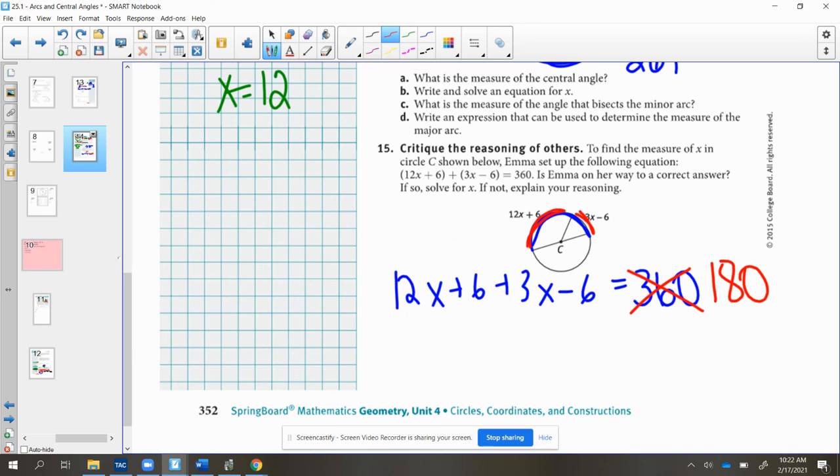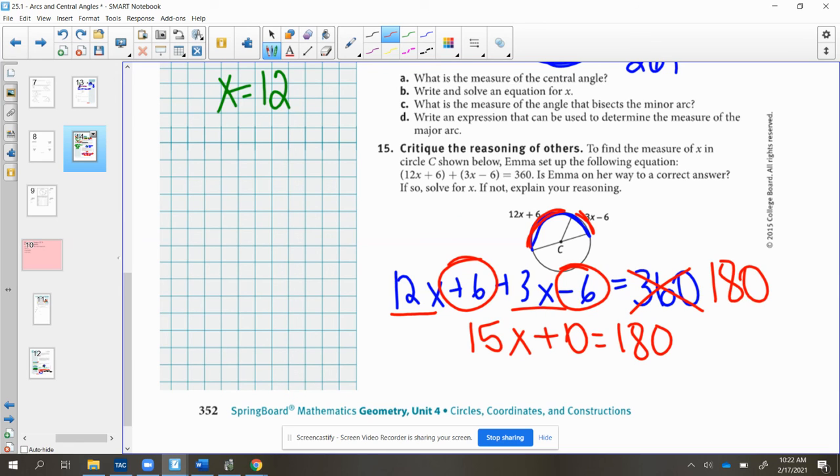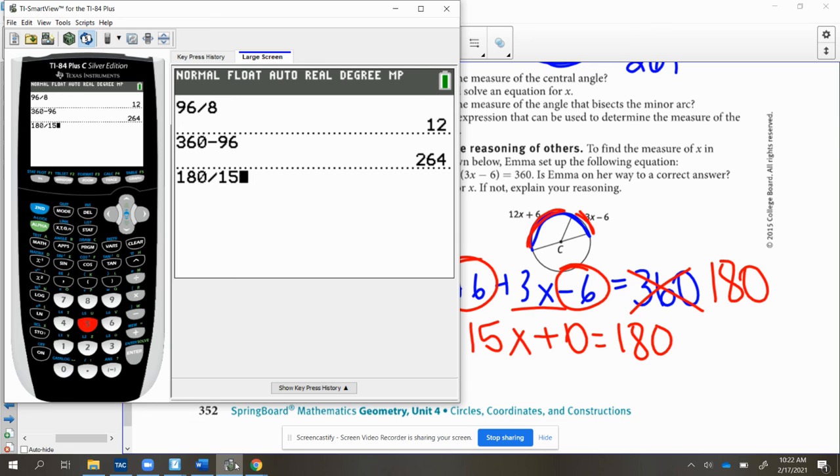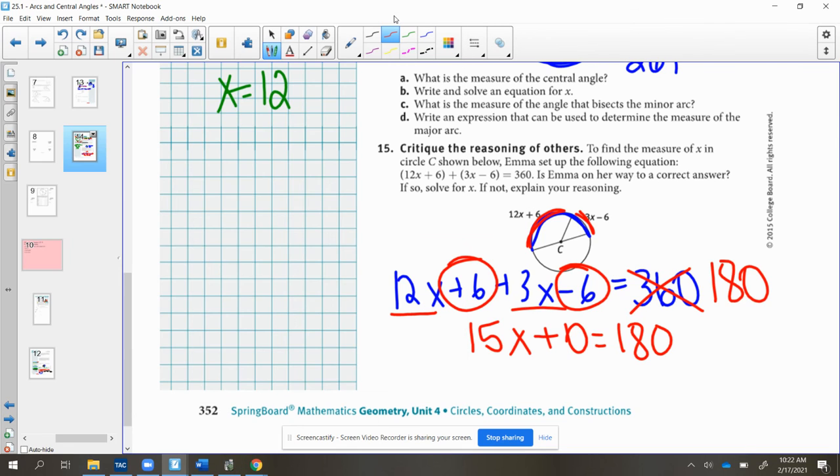So to actually solve this, you would change this to 180, and then combine our like terms of 12x and 3x. It's 15x, and plus 6 minus 6 becomes 0. So if we divide 180 by 15, we get a final answer of 12 for x. If we had solved it the other way, we would have been looking for the whole circle, not just the semicircle. So be aware that the semicircle equals 180 and the whole circle is 360.